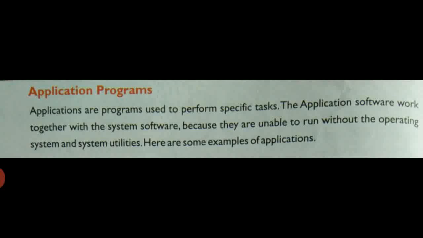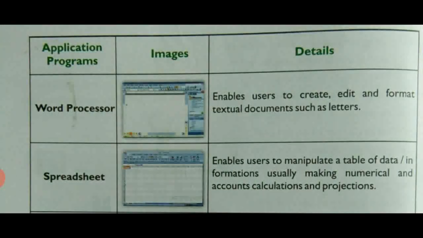Now here they have given some examples of applications. So let us see those examples. Here in the table they have given three columns: application, program images, and details. Now we will go one by one. First one is word processor. Its image you are looking at on your screen. Its use and details: enables the user to create, edit and format textual documents such as letters. In a word processor, we students can write letters, paragraphs, matter, or whatever we want to write in textual form, and we can edit it also.